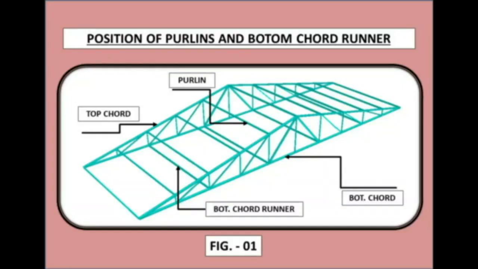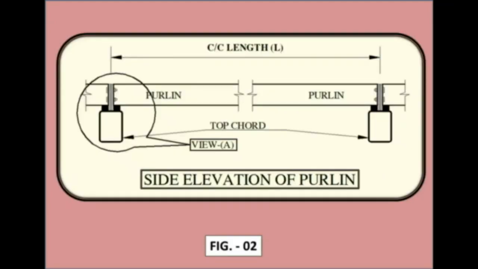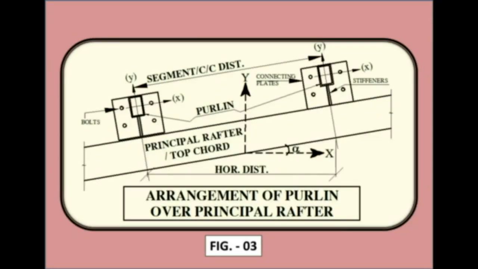This is a 3D view of a truss with purlin and bottom chord runner. This is the side elevation of a purlin. This is the front elevation of a purlin. The inclined distance we call the segment, and this is the center to center horizontal distance. This is the global y-axis, this is the global x-axis, and this is the inclination of the roof truss.